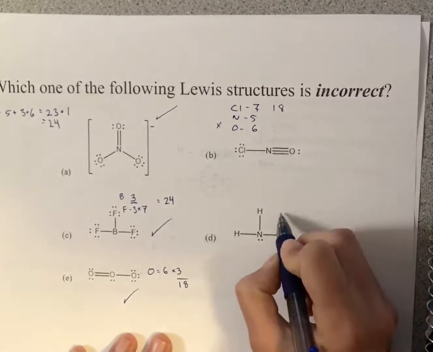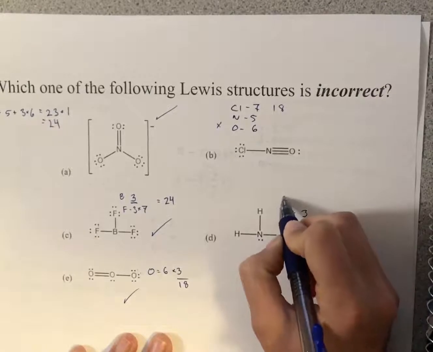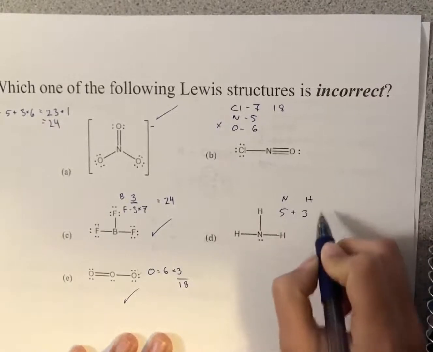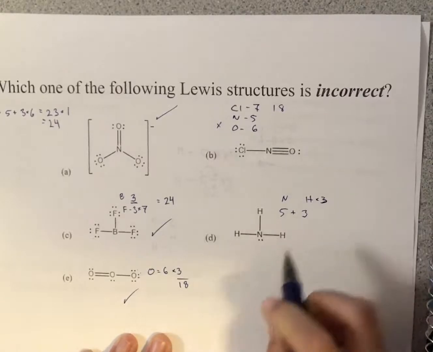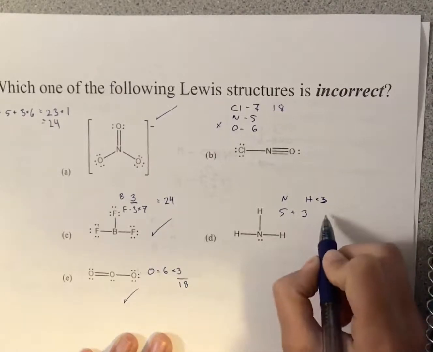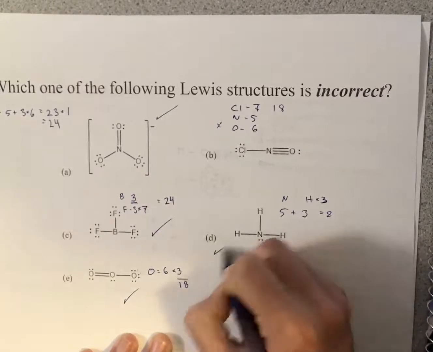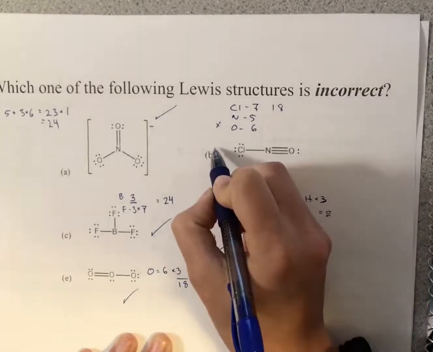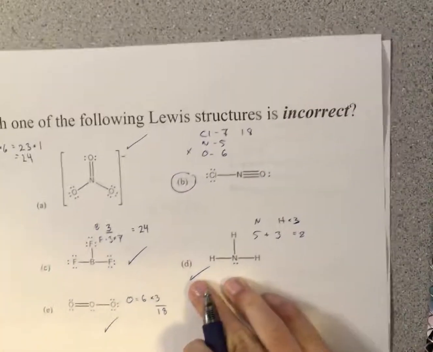So let's look at this guy last. 5 for the nitrogen plus 3 times the H. Each have 1. So that's going to equal 8. So we have 1, 2, 3, 4, 5, 6, 7, 8. So that's good. So choice B was the only one that was wrong. So that means that is the correct answer.